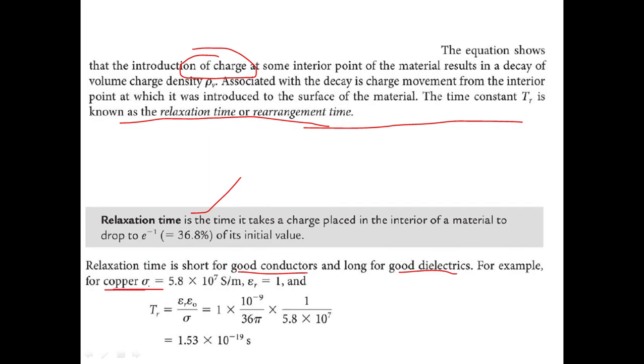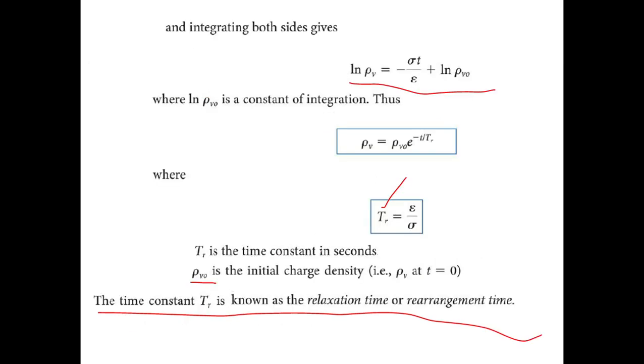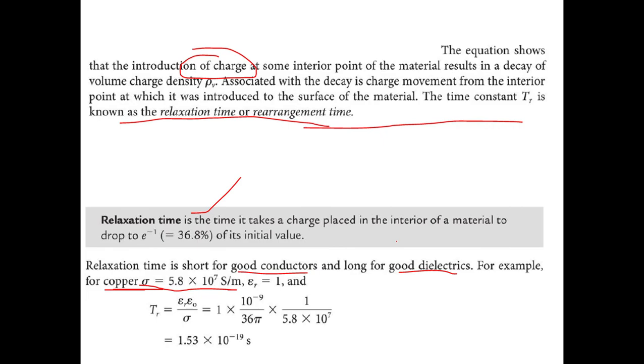Copper is a very good conductor. The conductivity of copper is 5.8 into 10 to the power 7 Siemens per meter, and epsilon r is equal to 1. And TR, that is the relaxation time, is equal to epsilon by sigma, that is epsilon r epsilon naught divided by sigma. Substituting the values, you get 1.53 into 10 to the power minus 19 seconds. Just see the value here. It is very, very quick. As soon as you apply the electric field to copper, for the E vector inside the conductor to become zero, it takes only 1.53 into 10 to the power minus 19 seconds. So it is very, very little time.